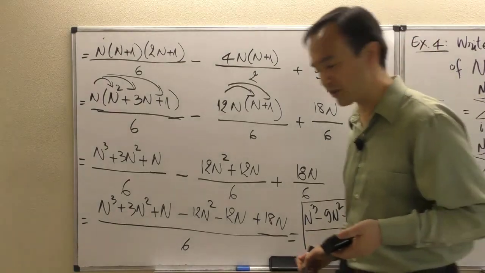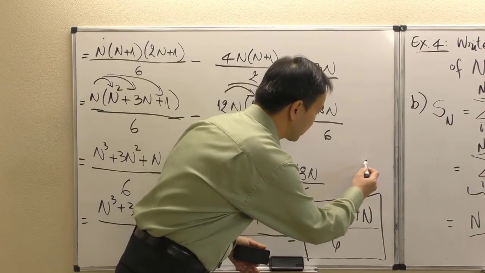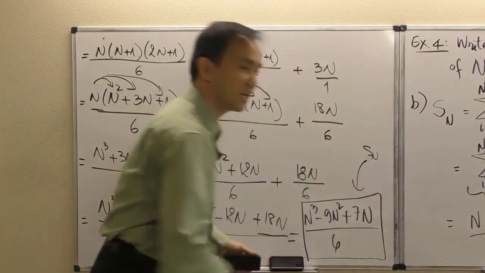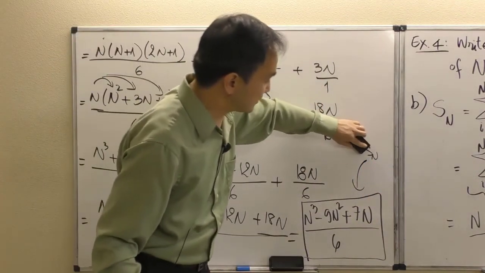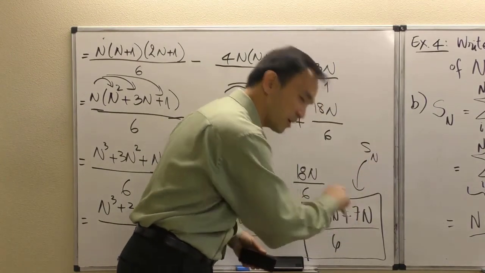It's an expression. So this is our sum S of n right here. This sum right here is the final expression for S of n. It's the sum that is expressed in terms of the number of terms, and the capital N is the number of terms.